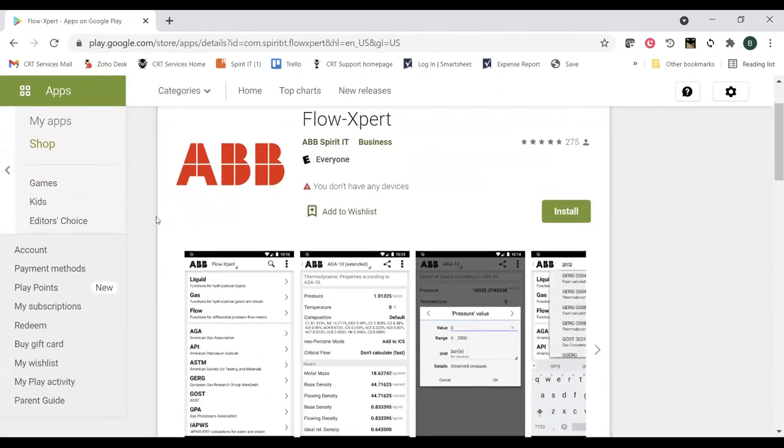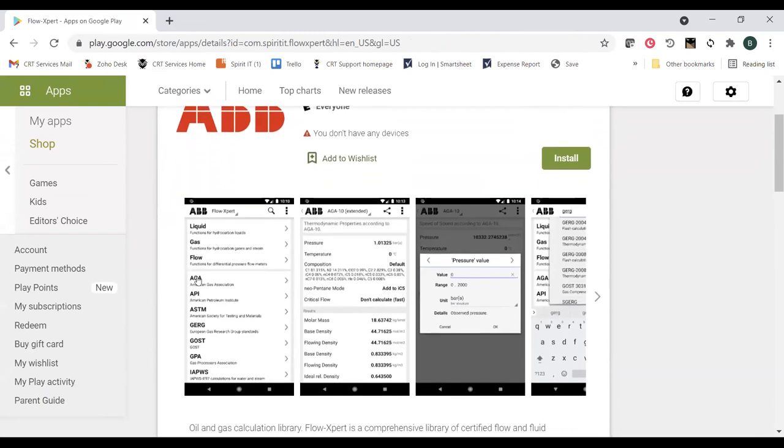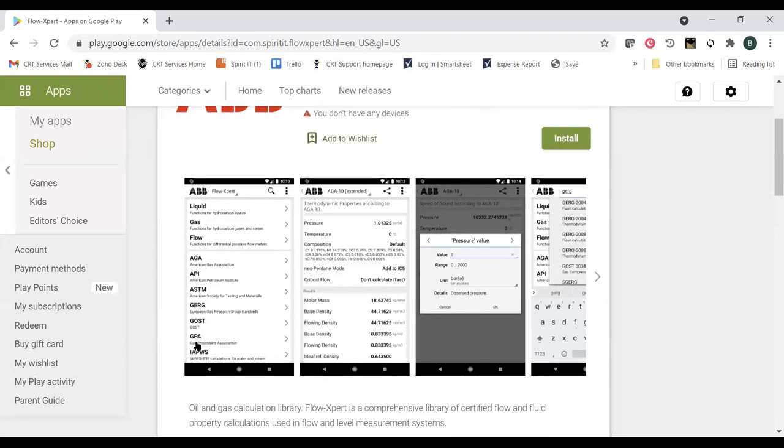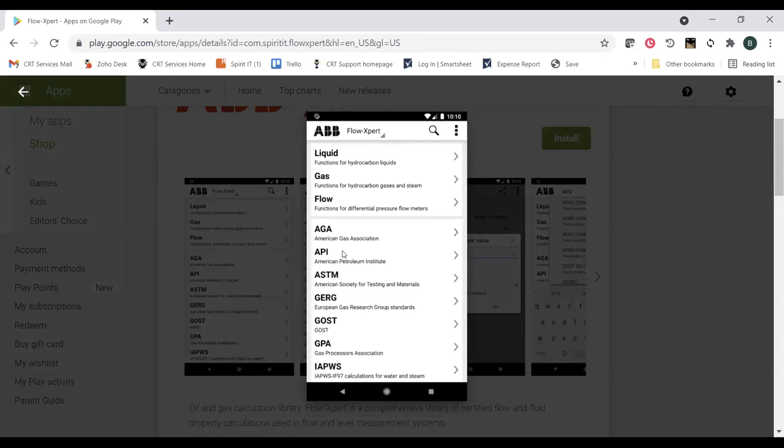But it's by ABB. And in that you will find all the AGA, API, ASTM, GERG, GOST, and also the IAPWS, all of those algorithms are in there. So you'll be able to go in and select API Table 5, and it will ask you what the density is that you've measured with your hydrometer, what your temperature is, what your pressure is, and it will do the calculations to tell you what your density is at reference conditions. Once you have that, then you apply the next table.